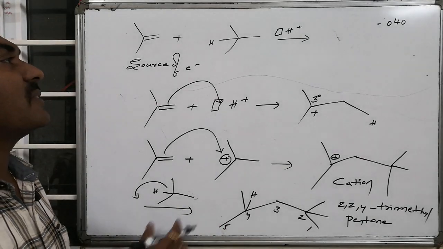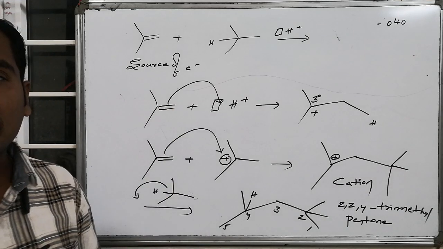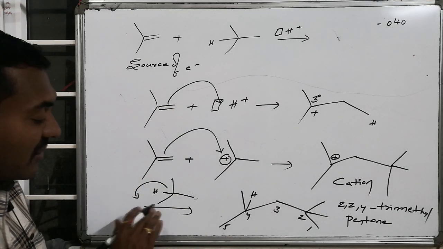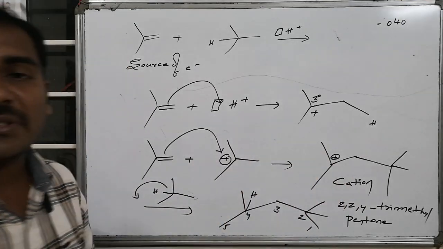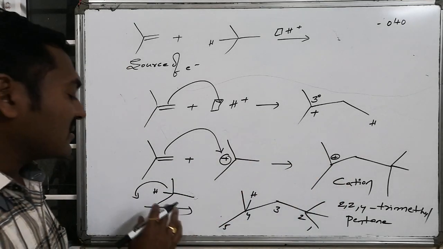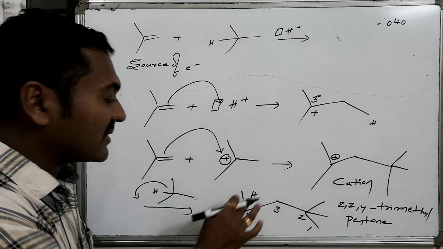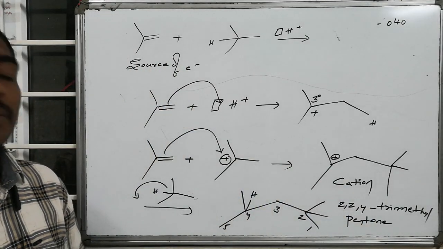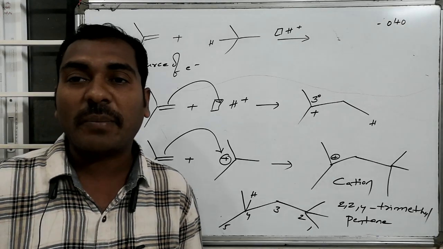For that purpose, it will take the help of this tertiary butane. Tertiary butane is acting as a mild source of H minus because it is converted to the stablest carbocation. Thus, the generated H minus ion makes an attack over the carbocation and generates the 2,2,4-trimethylpentane system.